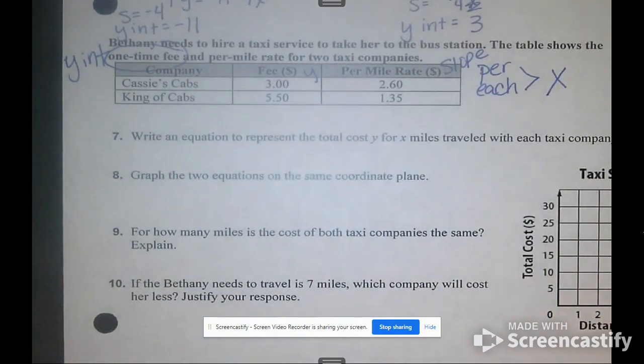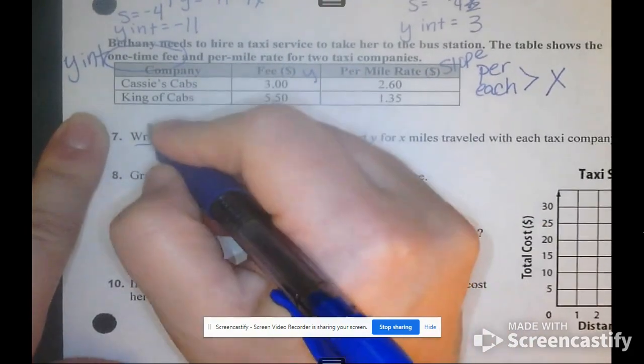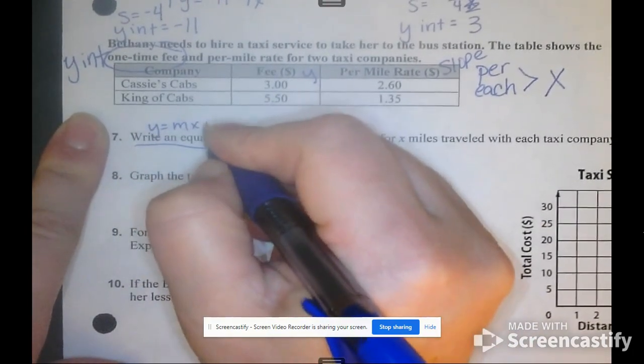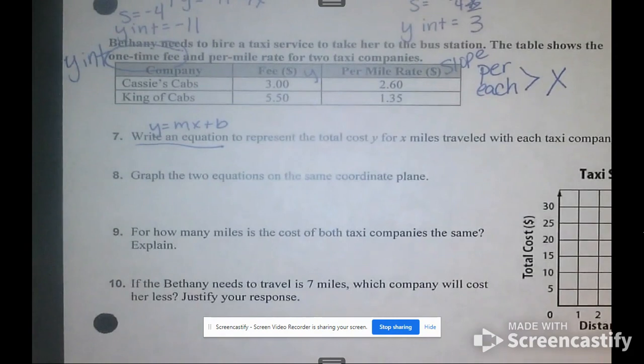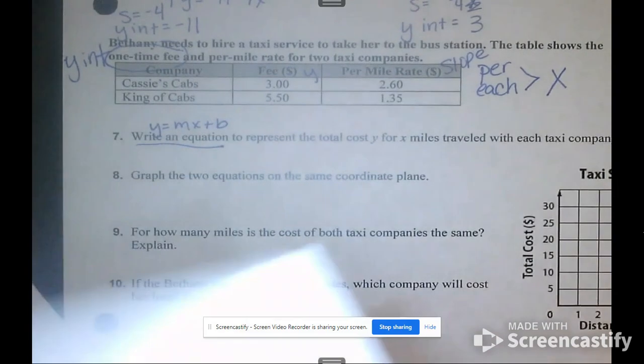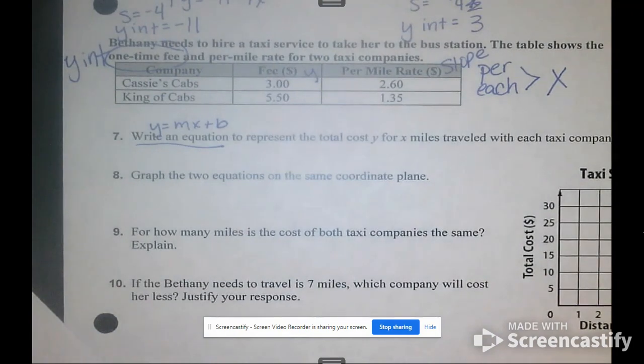All right. So write an equation. When it wants us to write an equation, we're talking about slope-intercept form. Our equation is going to be y equals mx plus b. So it wants us to write an equation for the total cost of miles traveled with each company. So I have Cassie's Cabs and King of Cabs. All right, so Cassie's Cabs charge a $3 fee and a $2.60 rate per mile.